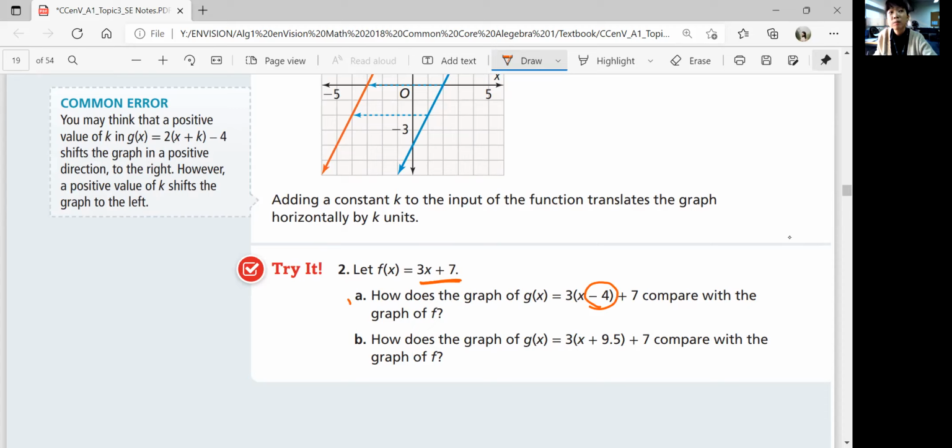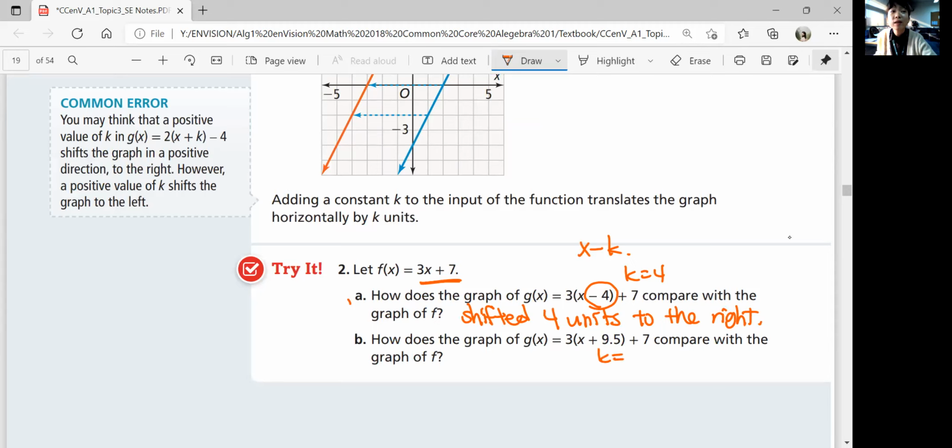So it must be x minus k, right? So is k positive? Yes, because it's x minus 4. Just looking at k, k is 4, right? So k is positive. So this graph is shifted 4 units to the right. Okay, what about this one? x plus 9.5. What is k?